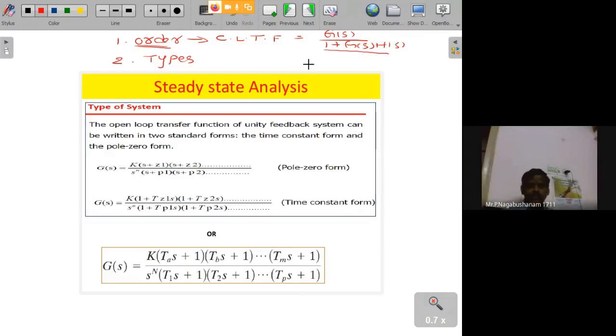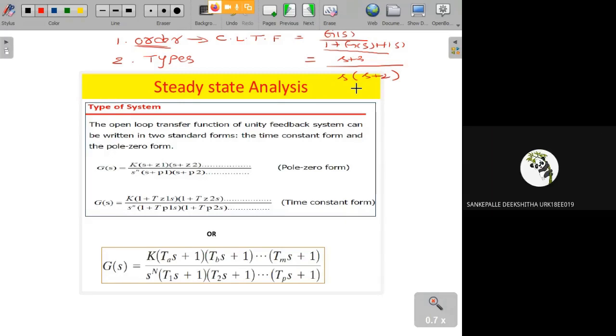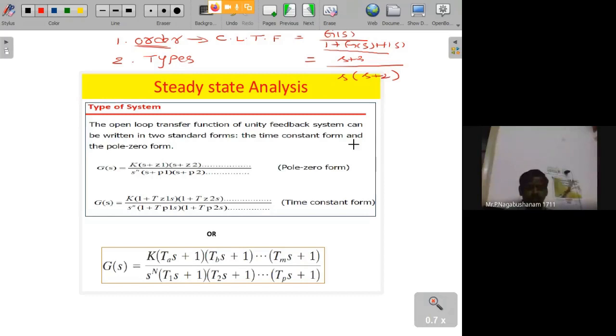For example, assume a closed loop transfer function equal to s plus 3 divided by s into s plus 2. What is the order? The highest power of s present in the denominator is 2. If you send this s inside, you get s square plus 2s. The highest power of s means s square, so 2 is the order. So order is always dealing with the closed loop transfer function.